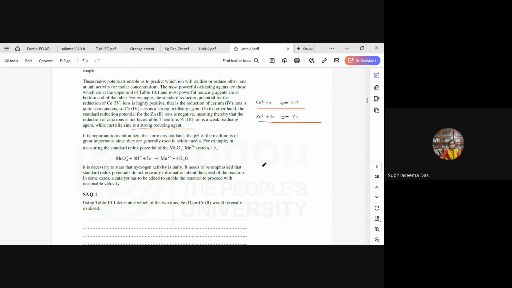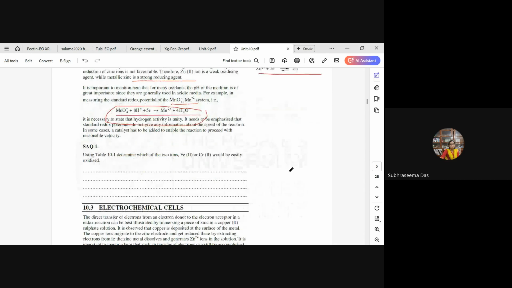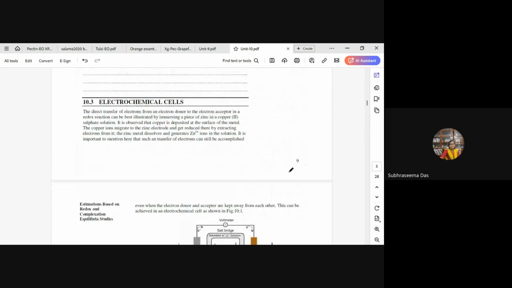Now it is important that for many oxidants, the pH of the medium is very important, since they are generally used in acidic media. For example, in measuring the standard redox potential of the MnO4-/Mn2+ system, it is necessary to state that the hydrogen ion activity is 1. If we change the pH of this medium, then the activity of MnO4- becomes different. So the role of pH is quite crucial.